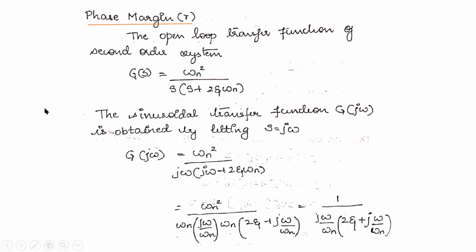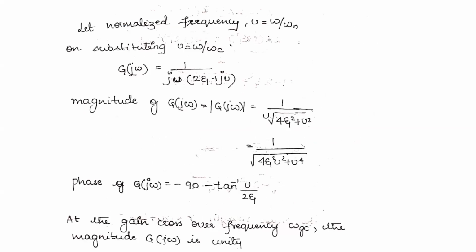Now just consider the open loop transfer function. G of s is omega n whole square divided by s into s plus 2 zeta omega n. Here substitute s equal to the complex frequency j omega, then take out omega n outside. Finally, substituting the normalized frequency values, you get the magnitude of the open loop and the phase of the open loop.